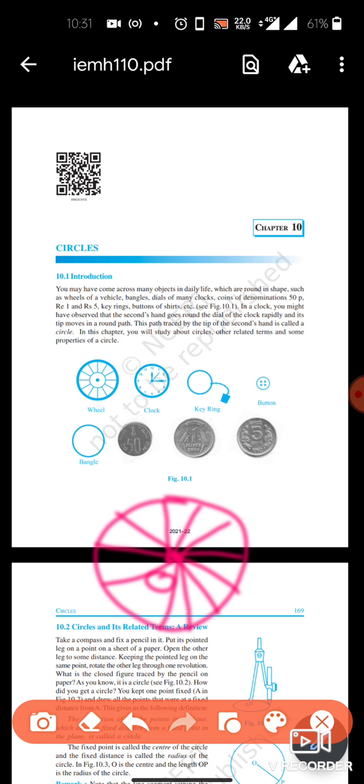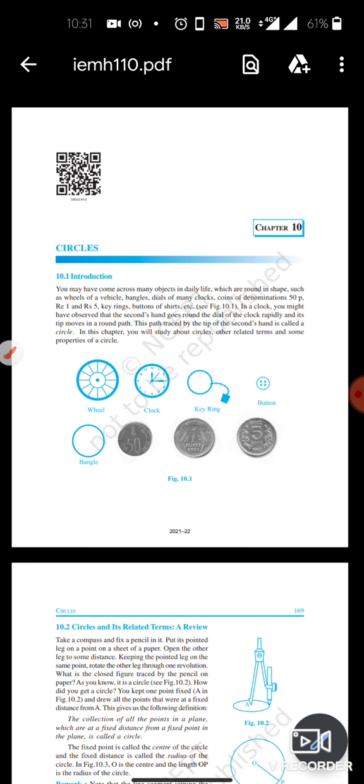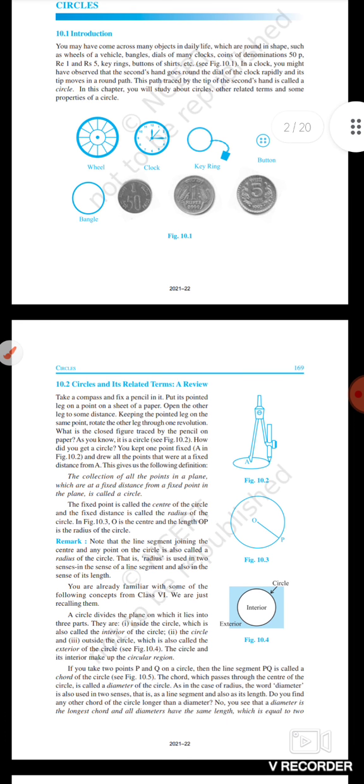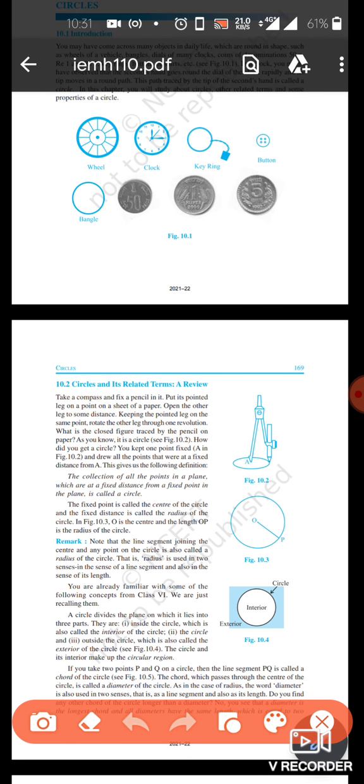And then when you draw a circle, when you join all these points, you will get a proper circle. So this is the circle, and the definition of a circle is the collection of all points in a plane which are at a fixed distance from a fixed point in the plane. This is the definition of a circle. You can underline it.